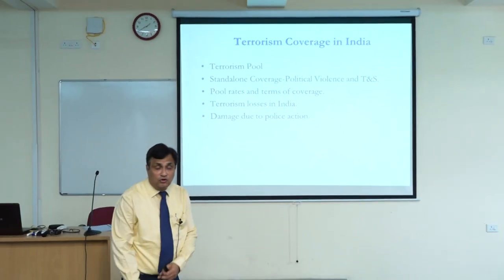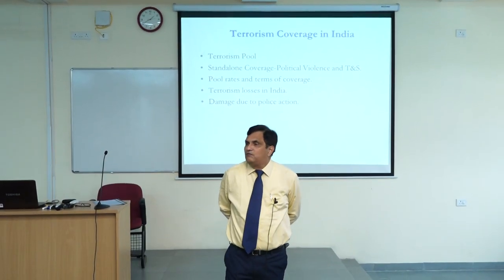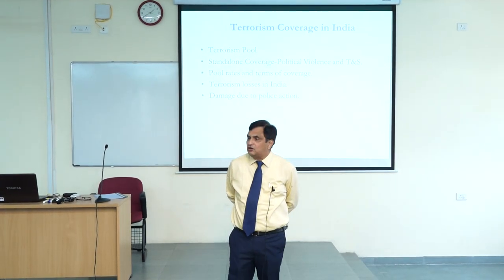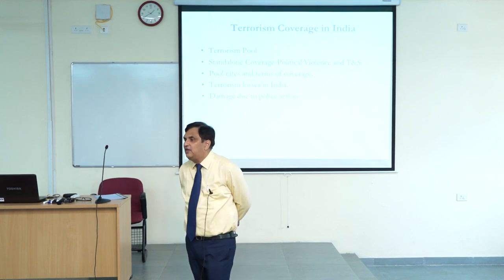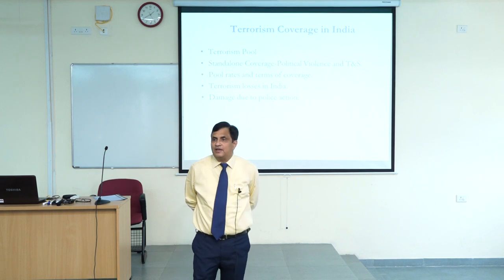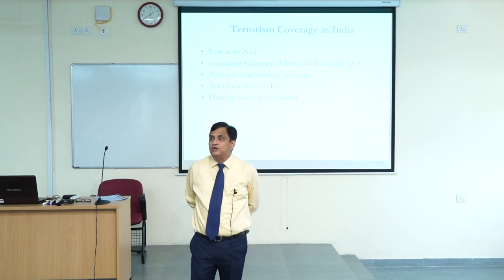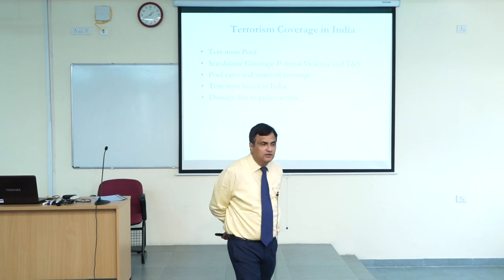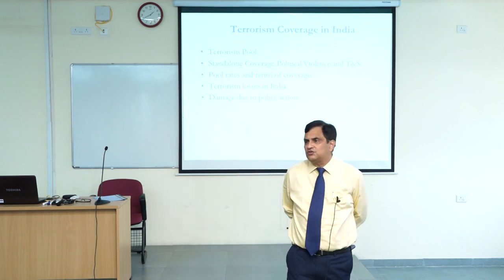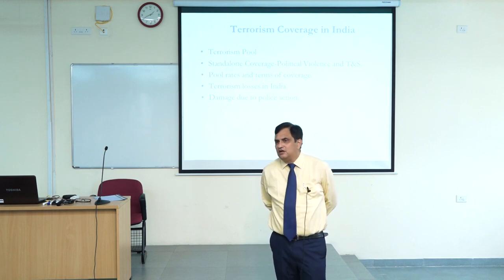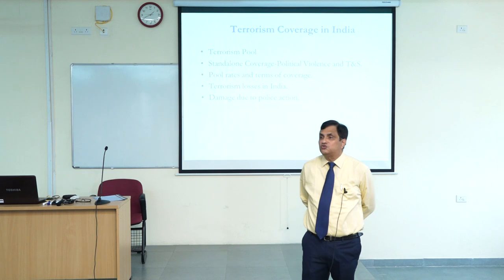There is another loss which is not related to the pool. India has some leftist terror organization called Naxalites. They had blown up one pipeline which was supplying slurry to a steel plant 200 kilometers away. It was in Orissa. This was not covered under the pool, it was covered as a standalone terrorism policy, where there was a property damage loss of only 1 million rupees. But the loss of profits was almost 10 billion rupees.